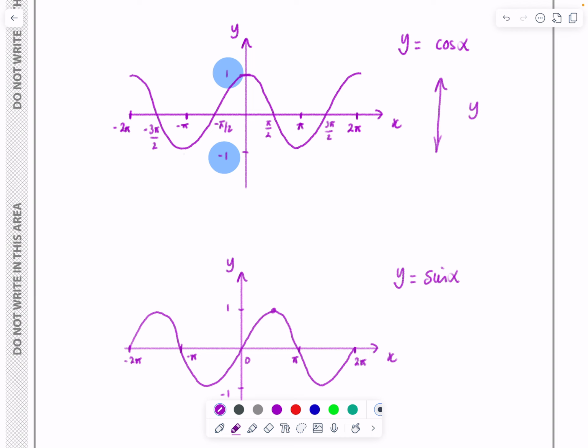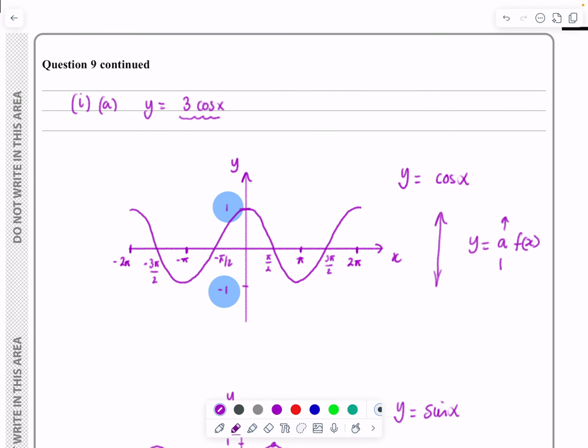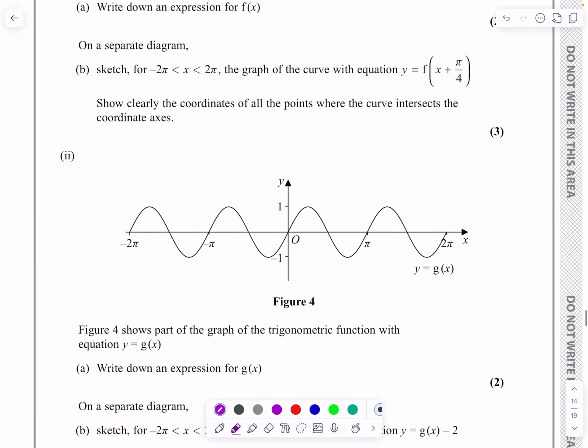So that's when we have y equals a f(x). It would be a stretch scale factor a here. So if that is the case, what I'm going to have for my first answer, that's part a, isn't it? Part a, I'm going to be saying y is equal to, if it's stretched by a scale factor of 3, y equals 3 cos x would be my answer for part A. What does part B say?